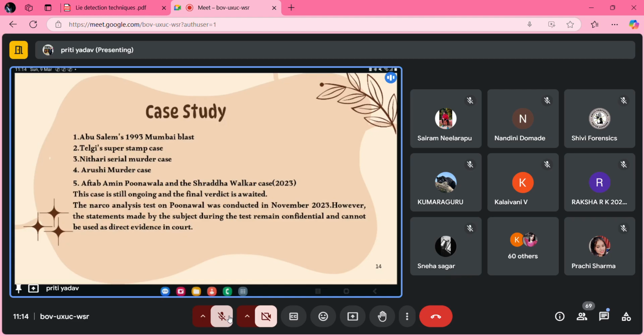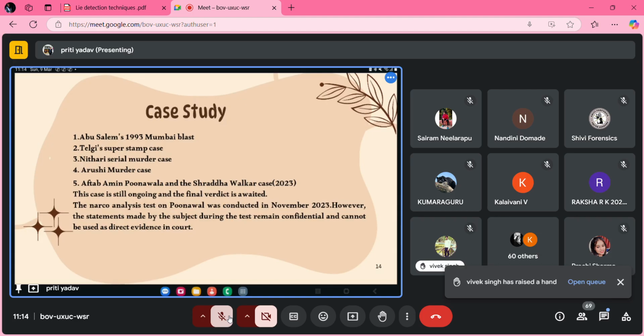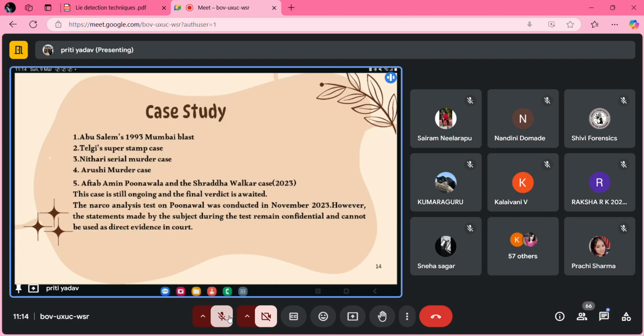Next one is the Aarushi-Hemraj double murder case. It involved the killing of Aarushi Talwar, a 14-year-old girl, and Hemraj, who was the helper at Aarushi's residence in Noida. Her parents were initially suspects and later convicted in 2013, but acquitted by the Allahabad High Court due to lack of conclusive evidence. This case highlights the limitation of deception detection techniques in legal proceedings. The case was decided based on circumstantial evidence rather than these tests.